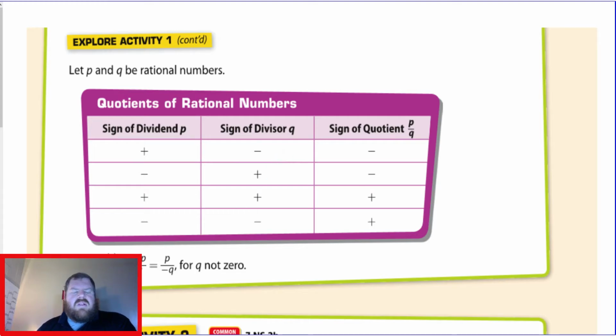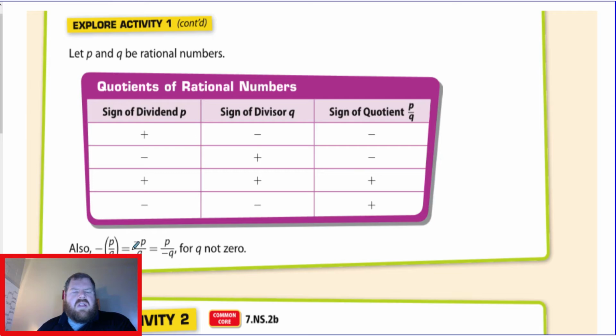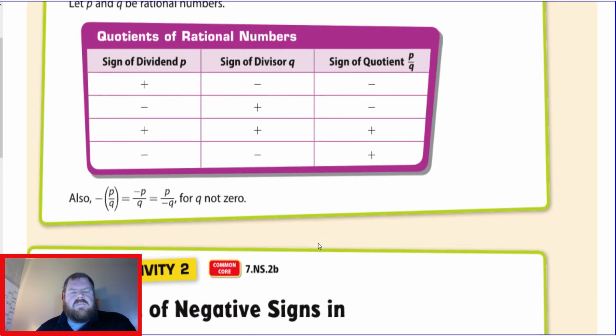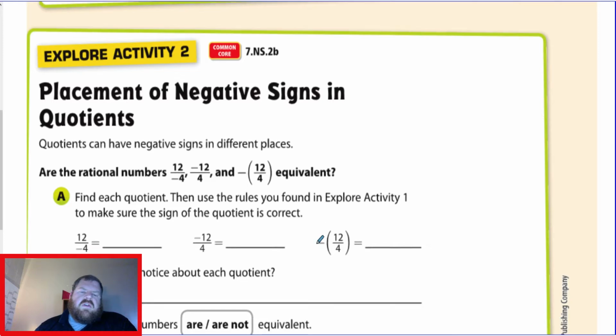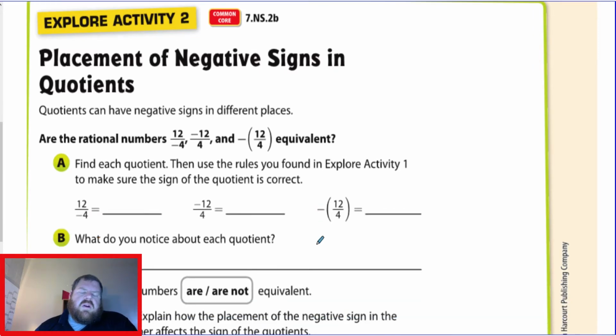Okay, so this is an important thing at the bottom that they just skim over for now, but negative P over Q, and that P over Q in parentheses, meaning do that first, is the same as a negative numerator and the same as a negative denominator. And so we're going to look at this for all these. It says find each quotient, then use the rules you found in Explore Activity 1 to make sure that the sign of the quotient is correct.